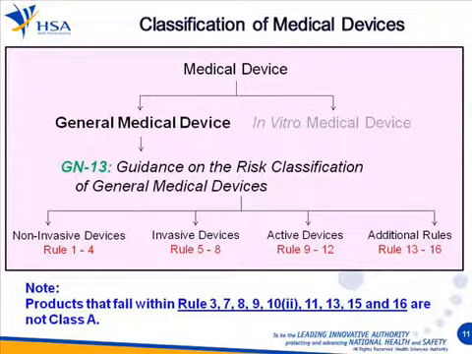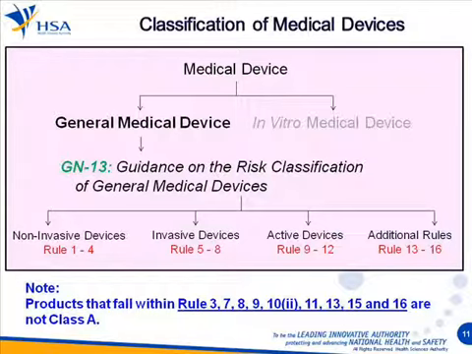Let's say, for example, this is a general medical device. You have checked. The next document we refer to is GN13. What does GN13 contain? We have about 16 rules. You can broadly classify them into 4 main sections: non-invasive devices, invasive devices, active devices, and other additional rules. Refer to the last page of our guidance document, because we have a decision tree that gives you a very quick reference to which category your device falls under, and then you narrow down to determine the risk class.